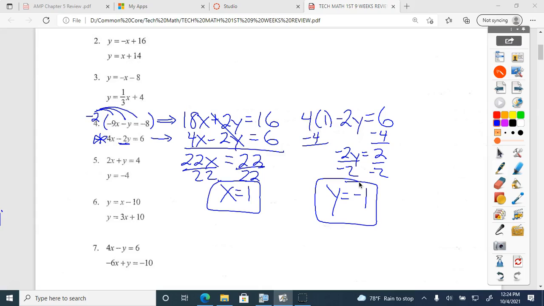Everybody good on 4? Again, could you have graphed it if you wanted to? Yes, but you would have had to solve it for y on both of them first. Yes, ma'am.